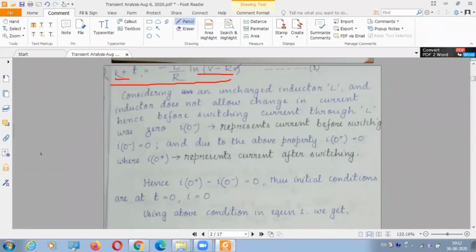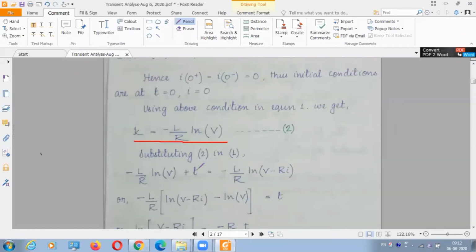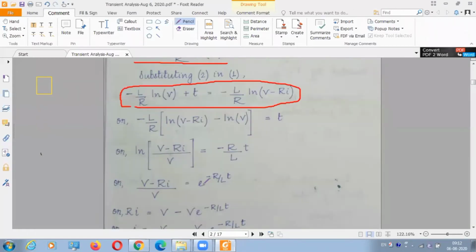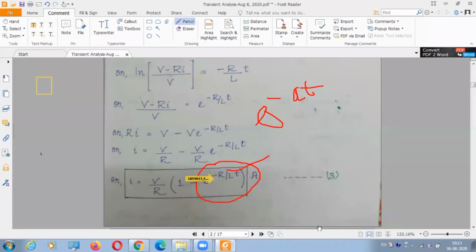So if you substitute I equal to 0 here, you get minus L by R ln V, and t is 0, so K is equal to minus L by R ln V. Then you substitute this back into the equation and you will get this formula. Then do the normal calculations, and ultimately you get this equation. I am not going into the detail of this, you already know it. So what is this? Basically it is an exponentially decreasing function, e to the power minus at. I'll come to this after a small solution. Wait one second.